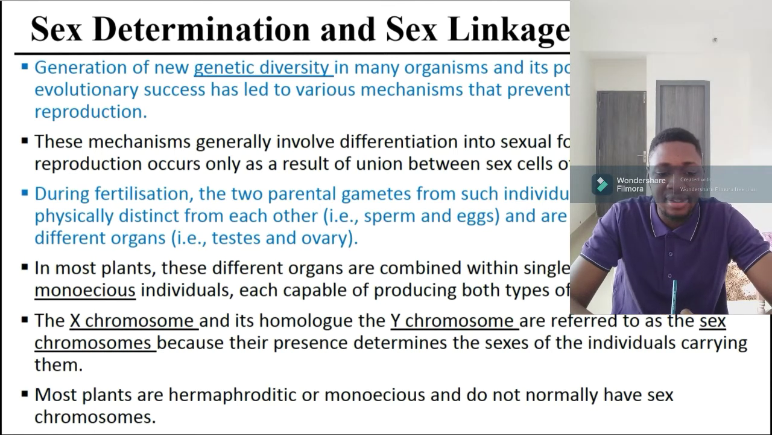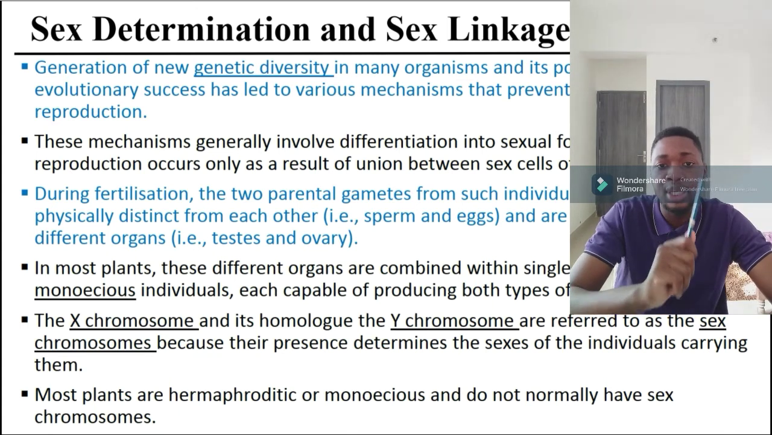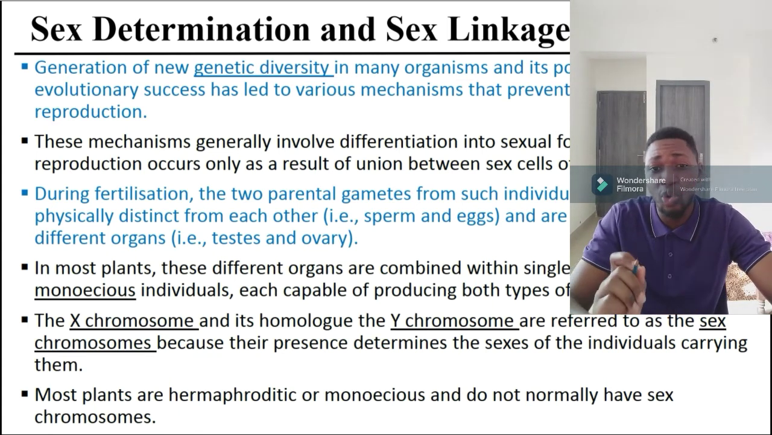Now we are talking about plants. In most plants, these different organs are combined within single hermaphroditic or monoecious individuals, each capable of producing both types of sexual gametes, meaning that plants can produce both male sex cells and also female sex cells.